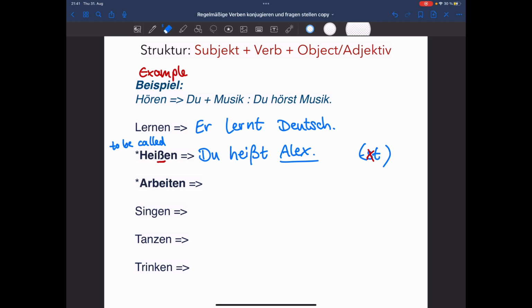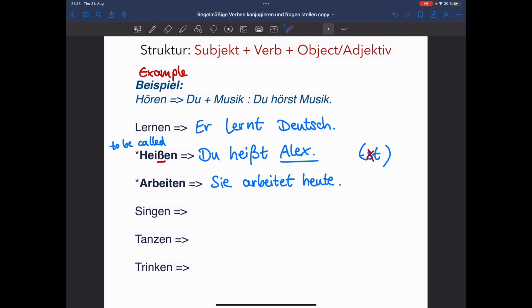Okay, let's move on to the next verb, arbeiten. Arbeiten means to work. So let's use sie singular. Sie arbeitet. Okay, what should we use here? An object or a place or a time? How about she's working today? Today in German is heute. Sie arbeitet heute. So she's working today.